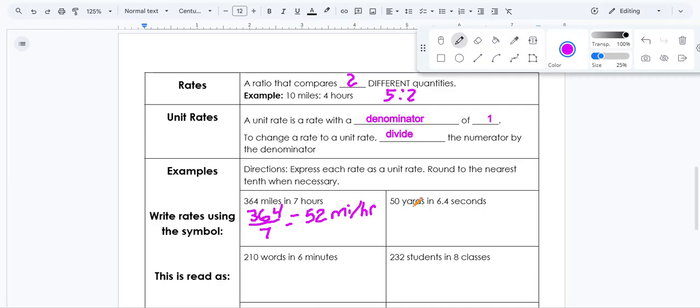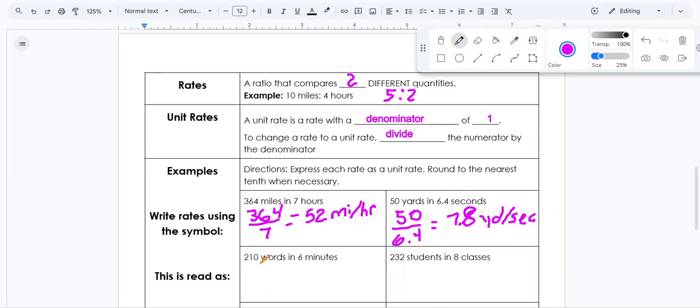All right, this next one says 50 yards in 6.4 seconds. So for my ratio, I would do 50 over 6.4. And then to get my unit rate, I would divide those two. I would do 50 divided by 6.4, and that's going to give me about 7.8 yards per second. That little slash means per. So that's what you're putting for that, yards per second. It's telling you that they're going, sorry, not 78, 7.8 yards per second.